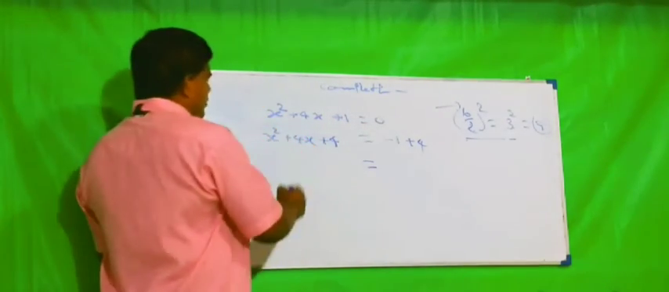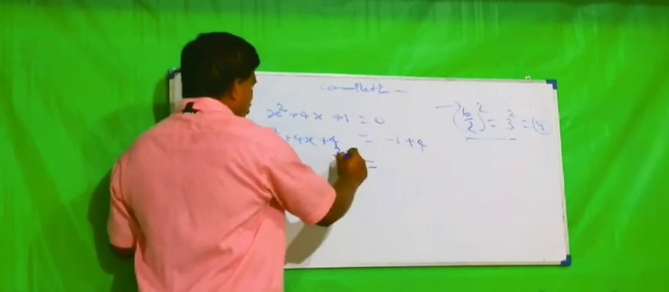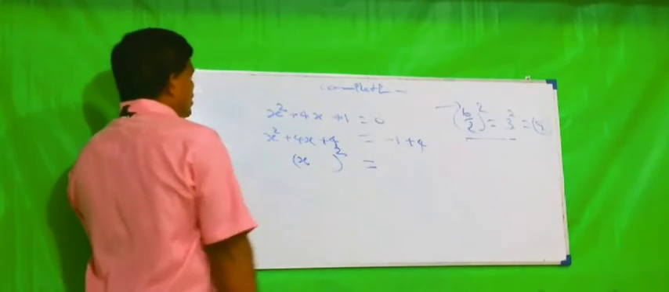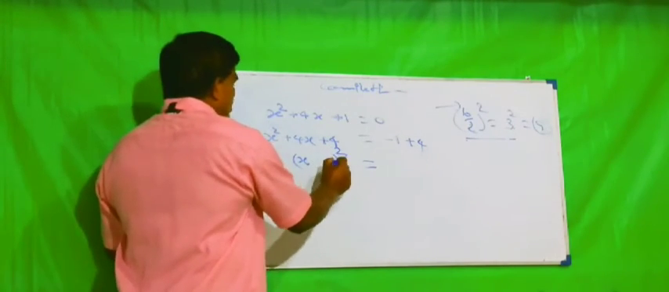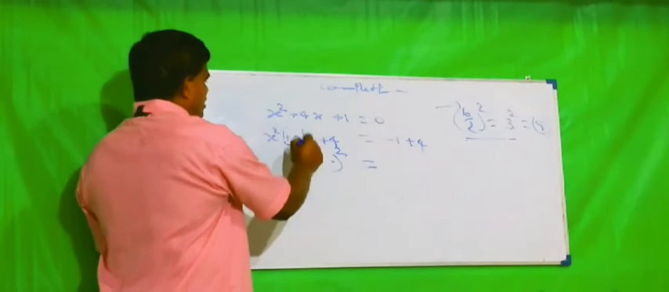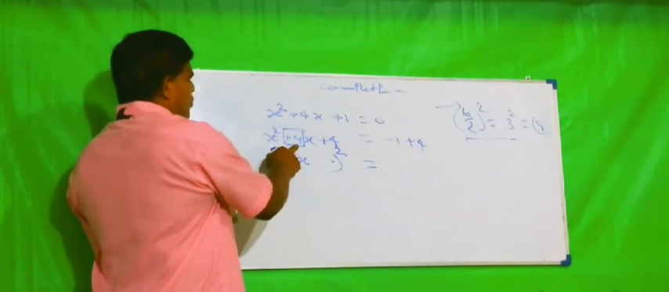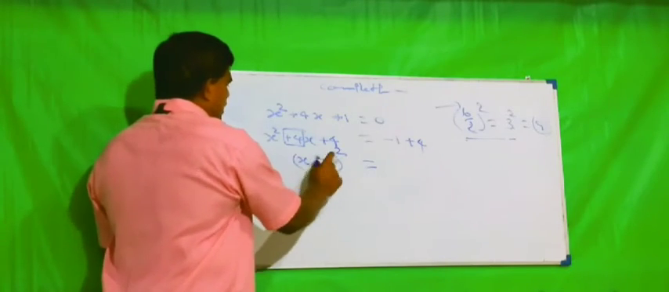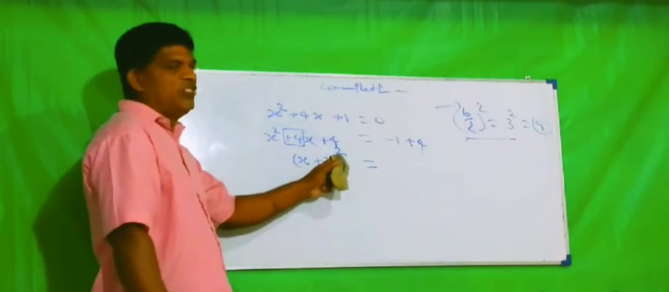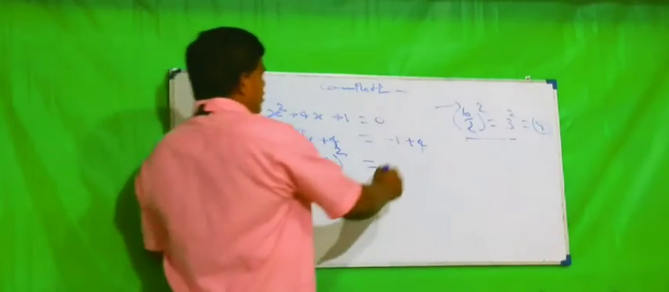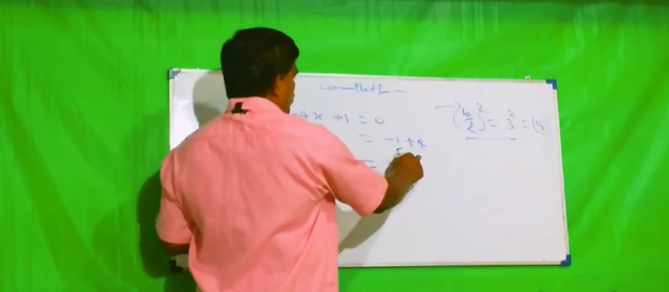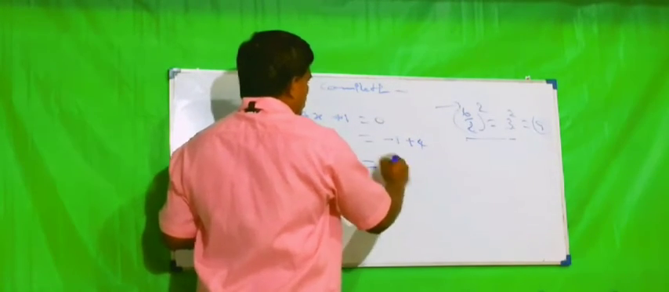Then the left side can be written as a square. First is x. Now the second term of this expression is half of the coefficient, it is plus 2. Now this is the complete square, squared. Then the right side, minus 1 plus 4. The result of the right side is plus 3.